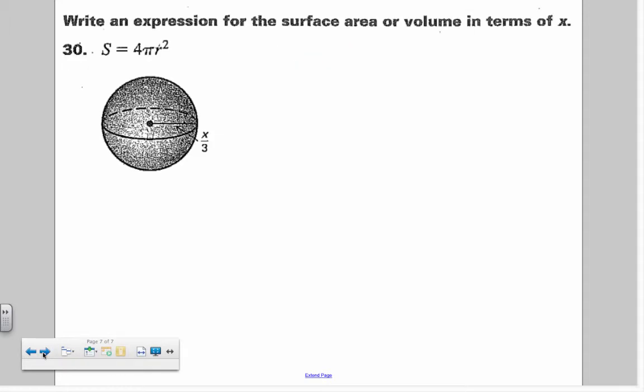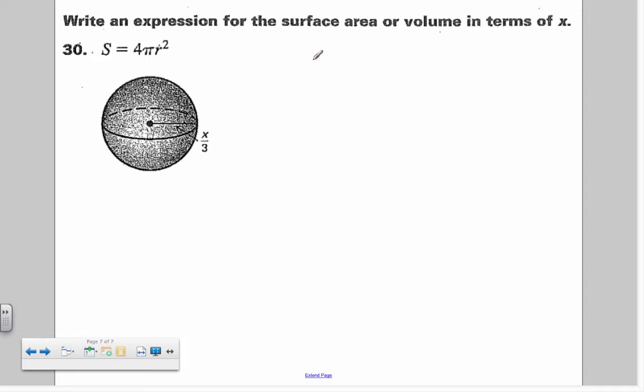The last one I want to take a look at is number 30. Number 30 says write an expression for the surface area or volume in terms of x. So here I have a sphere, and the surface area equation for a sphere is S equals 4 pi r squared. So what they're saying is, well, the radius is x over 3, so why don't you write an expression using the radius as x over 3?